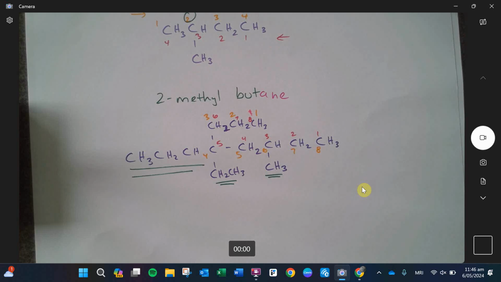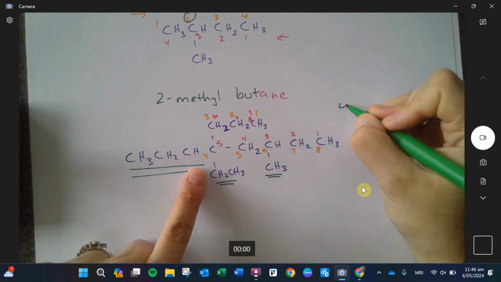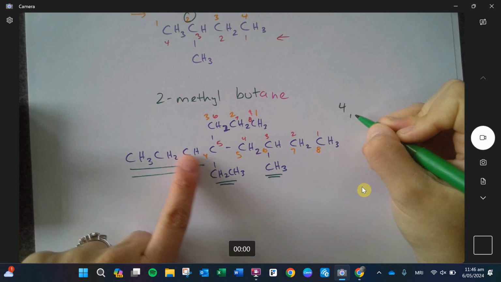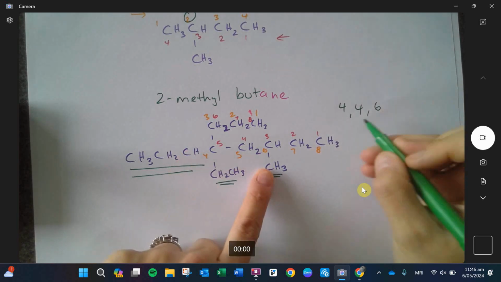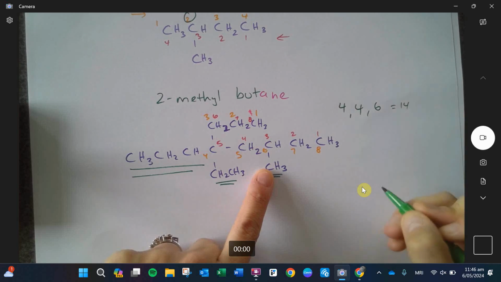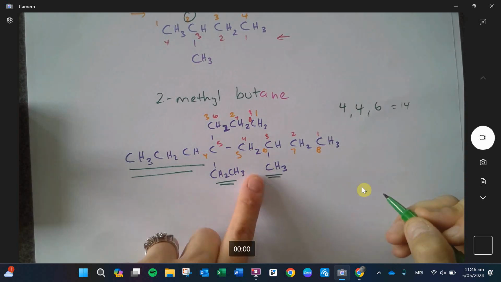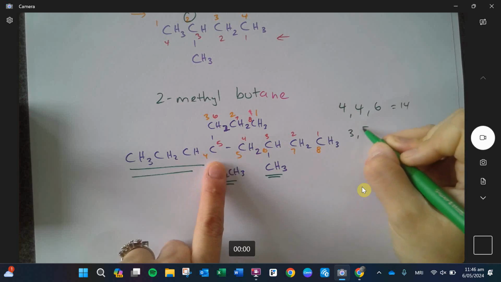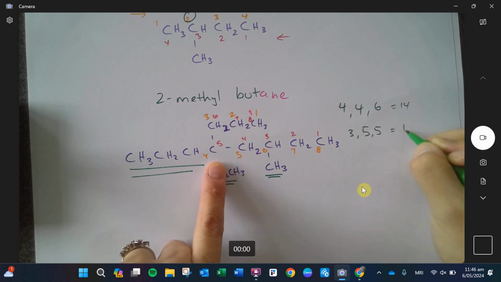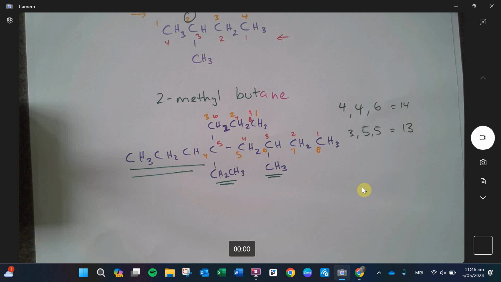So if I went with the yellow pathway, I would have a 4, a 4, and a 6, so that would be 14. If I went with the red pathway, I would have a 3, a 5, and a 5, which would be 13. Do you guys see how I got those numbers? Or do you want me to repeat it?